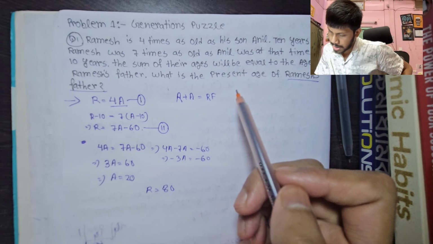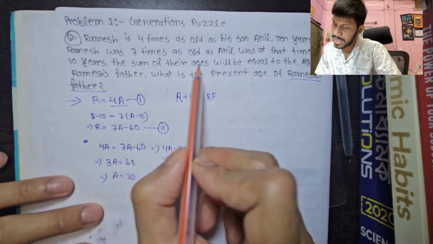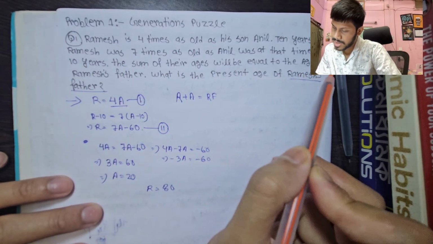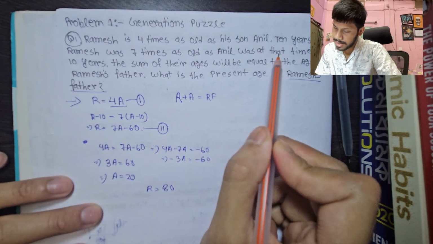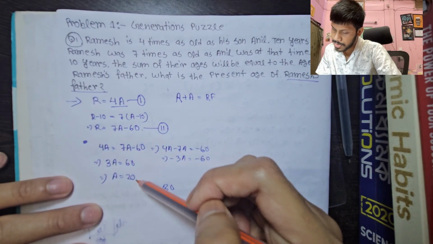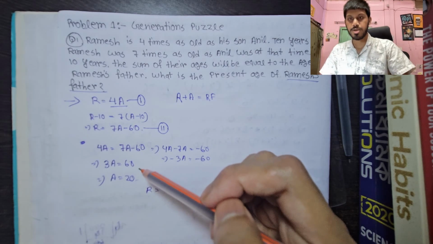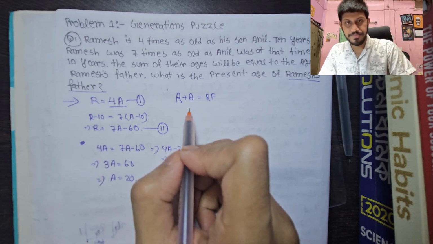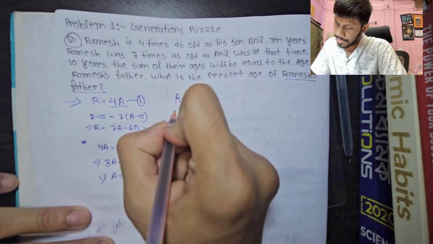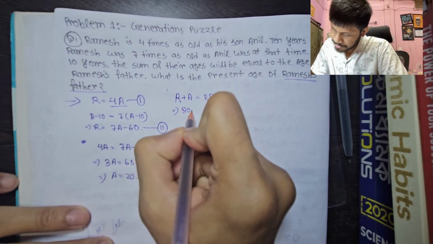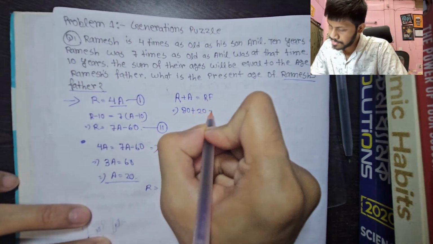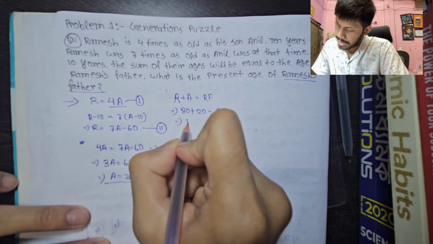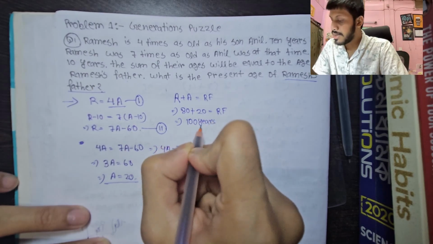Yes, 20 times 4. So we are asked: the sum of their ages will be equal to the age of Ramesh's father. What is the present age of Ramesh's father? Ramesh is 4 times as old as Anil. Now we just need to sum it, right? R is 80, A is 20, so RF is 100 years. But there is a catch.